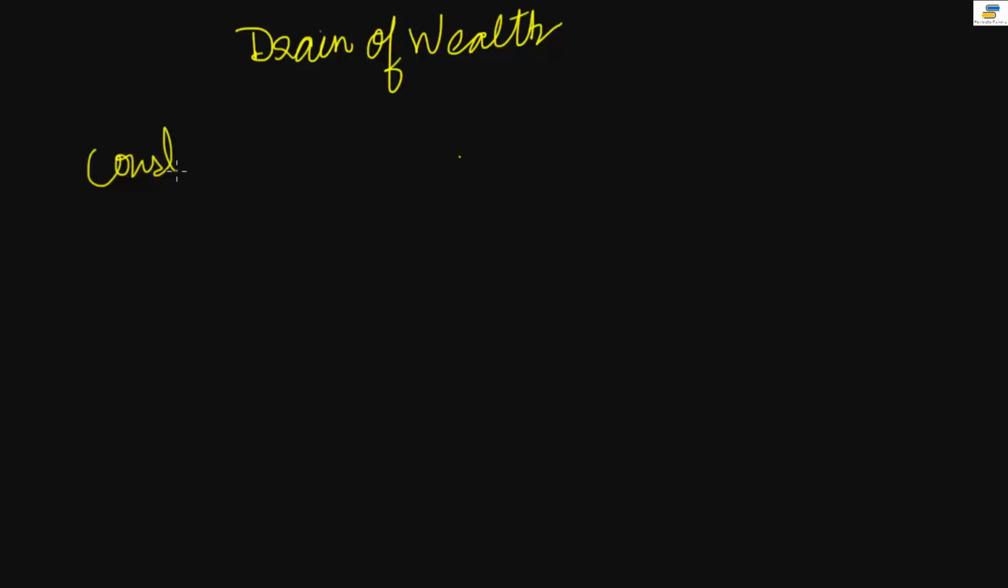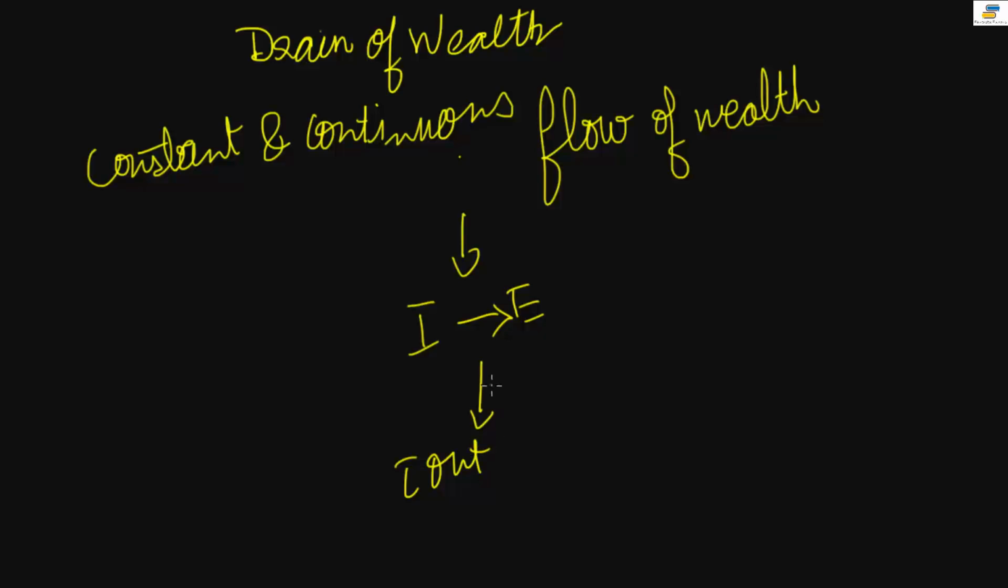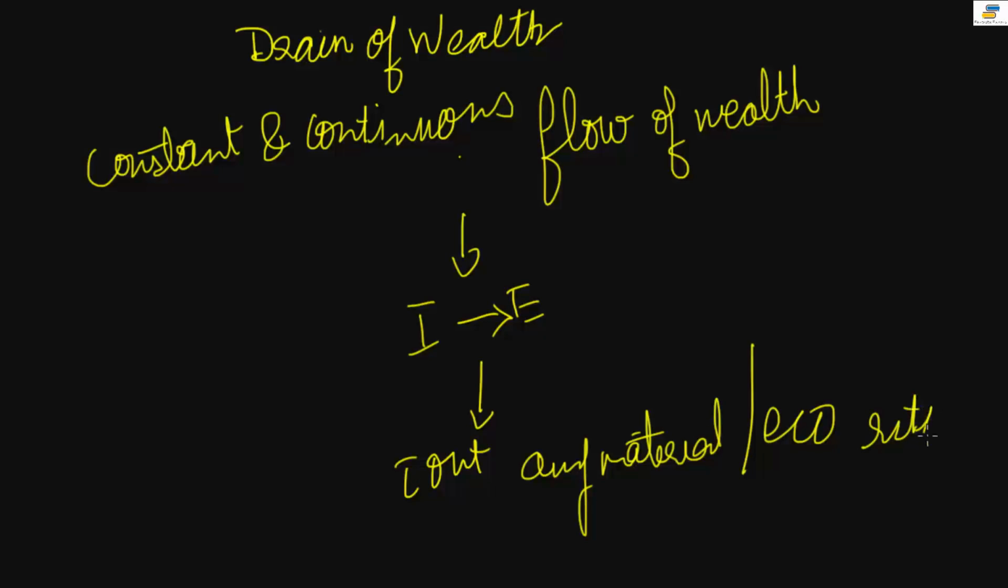Drain of wealth is a constant and continuous flow of wealth from India to England, for which India got no adequate commercial, material or economic return. Okay, this is the definition. You have to remember this.